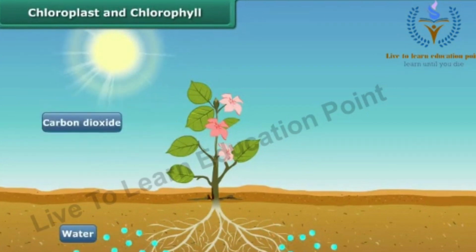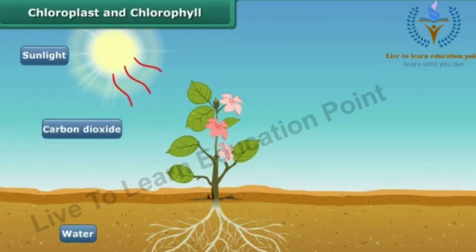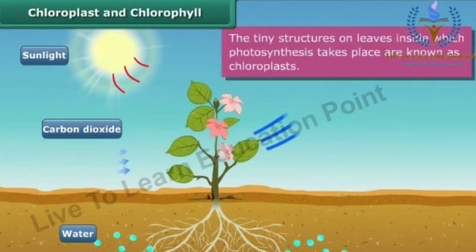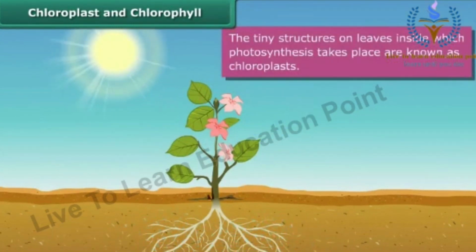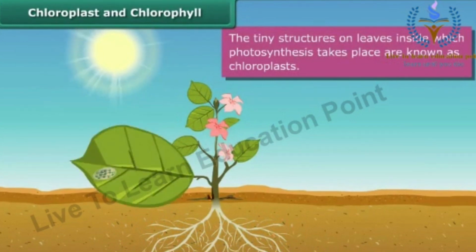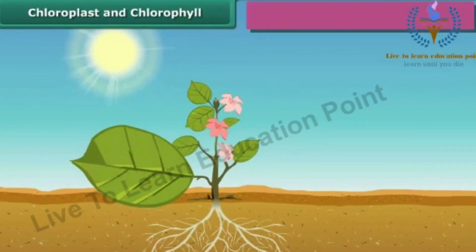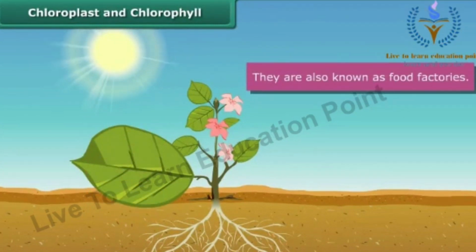You just learnt that leaves make their food with the help of photosynthesis. The tiny structures on leaf inside which photosynthesis takes place are known as chloroplasts. Due to their role in food production, they are also known as food factories.